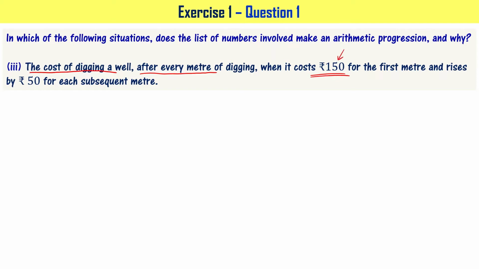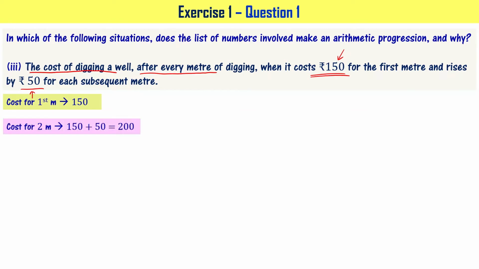Later on, for every meter, it is going to be 50 rupees, right? So let's write for the first meter, the cost is going to be 150 rupees. For the 2 meters, it is going to be 150 rupees plus 50 rupees, right? This is for the first meter and this is for the second meter. So total is 200. Cost for 3 meters is going to be 200 plus 50, that is equal to 250.